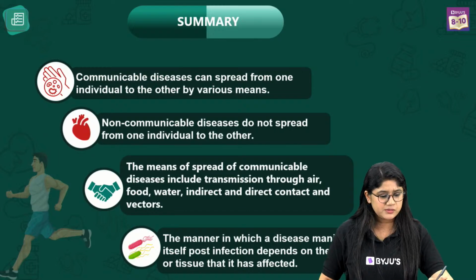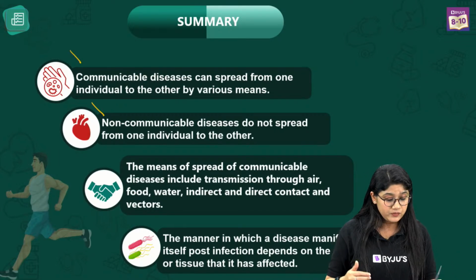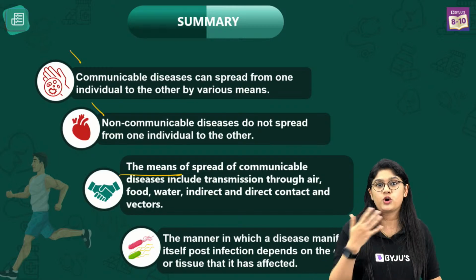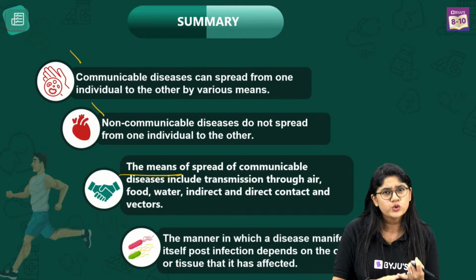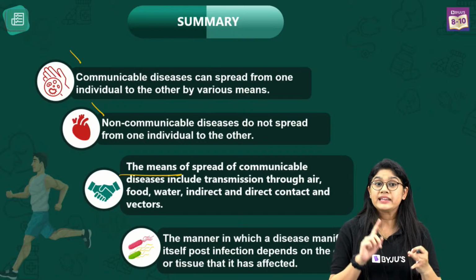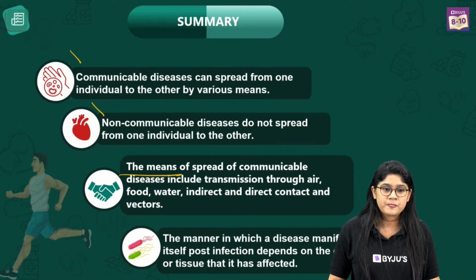Moving back, we discussed the communicable diseases, the non-communicable diseases, how they spread. And then we talked about the different modes of spreading of disease: air, water, food, then direct contact, indirect contact. And then we discussed the vectors.